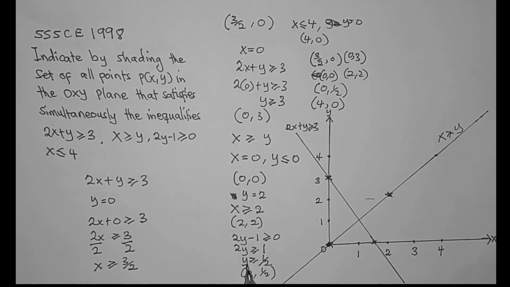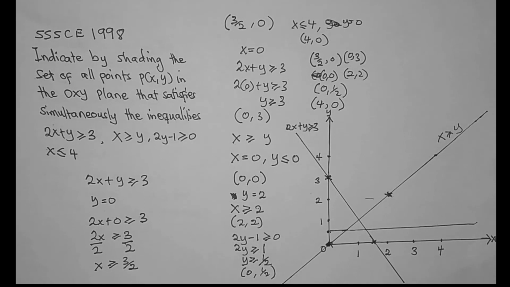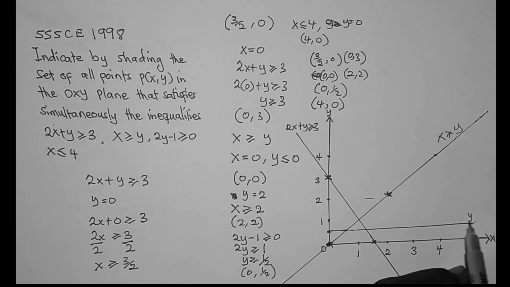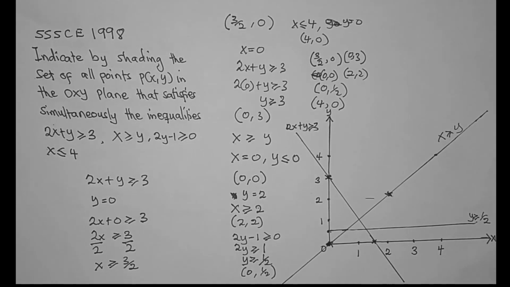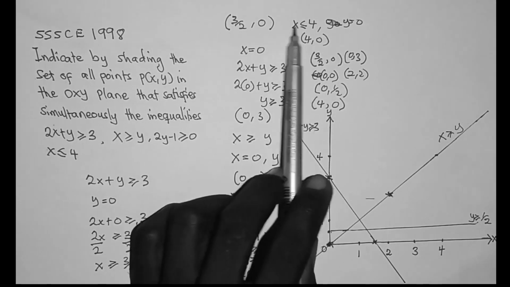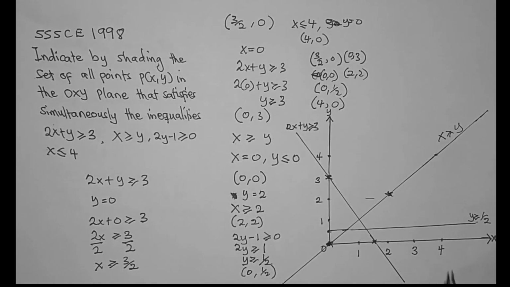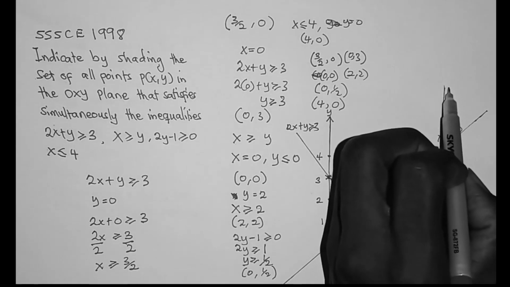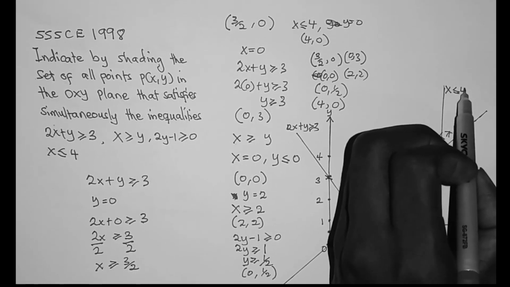Now let's draw the line y is greater or equal to half. So this is 0, this is 1. So between 0 and 1 will give us 0.5, so somewhere here. So this is the line y is greater or equal to 1 over 2. Then now let's plot the last one, which is x less than or equal to 4. So it's going to be here. So this is the line x less than or equal to 4.